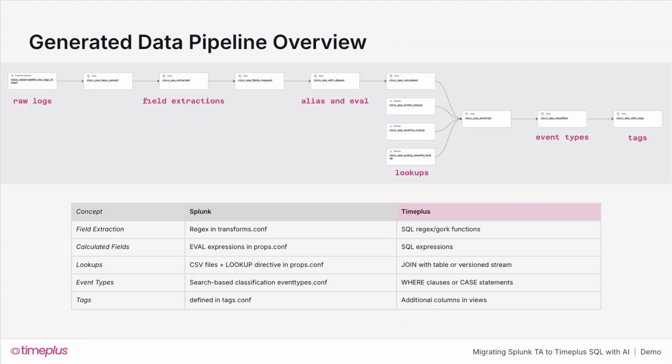Okay, now let's take a look at how this migration works. This diagram shows the target SQL data transformation pipeline. The raw ASA logs are transformed through field extractions, alias, lookups, and event types and tags. Each Splunk knowledge object maps to one of the Timeplus SQL functions. For example, regex patterns become SQL functions, lookups become SQL joins, and event types and tags become additional columns using where clauses.